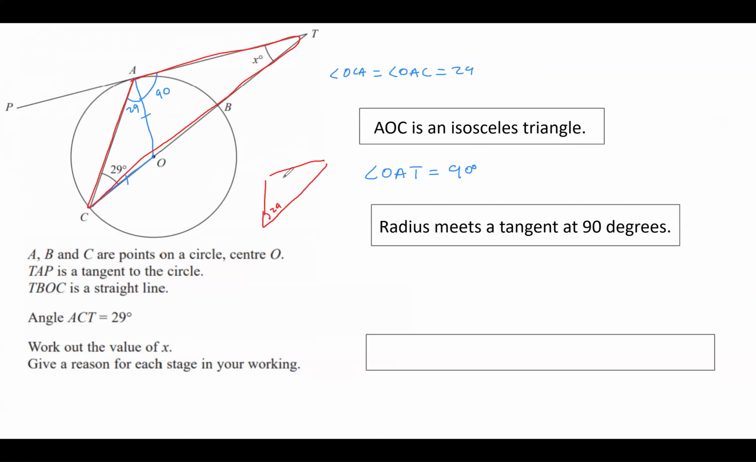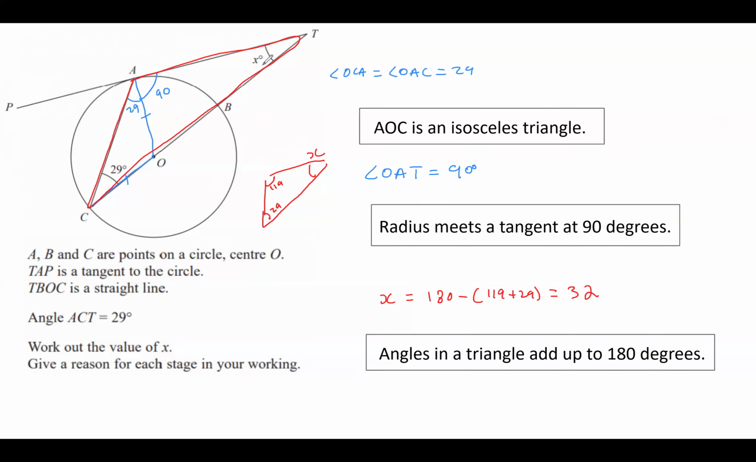So we know this is 29. This whole angle is going to be 119, because 29 plus 90 is 119. And this is going to be x. So in order to find x, we are going to do angles in a triangle. So 180 minus 119 plus 29, and 180 minus those two is going to give us 32 degrees. So x is equal to 32 degrees, and that's because angles in a triangle add up to 180 degrees.